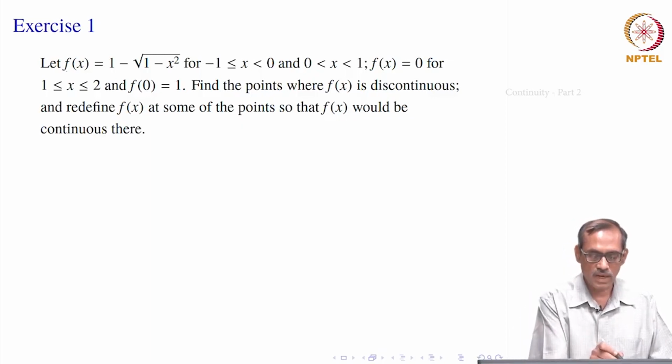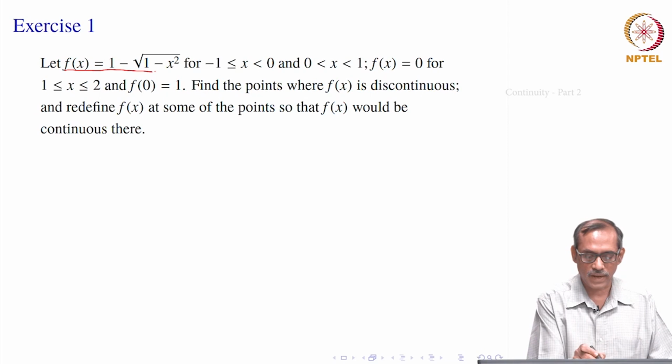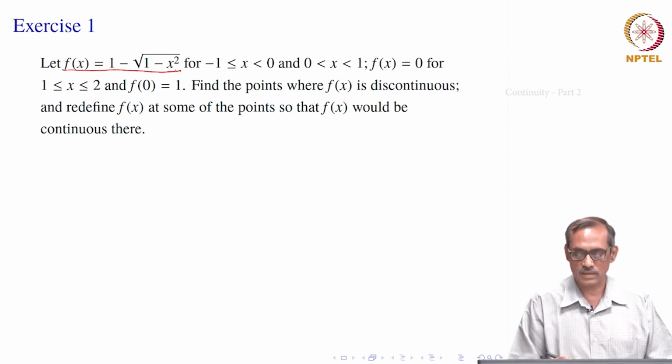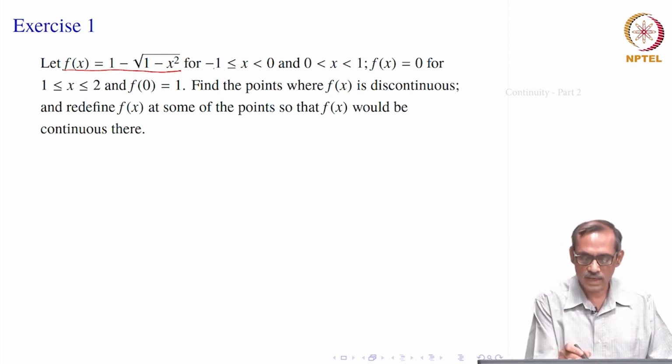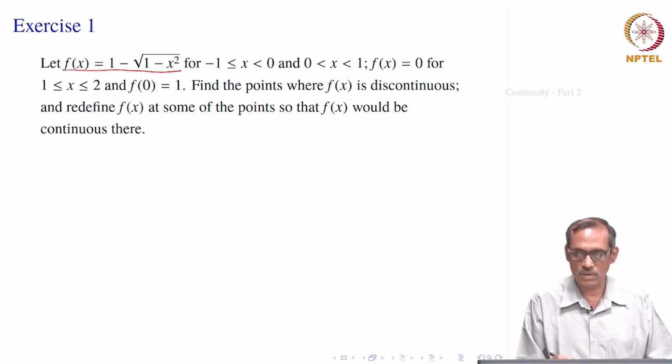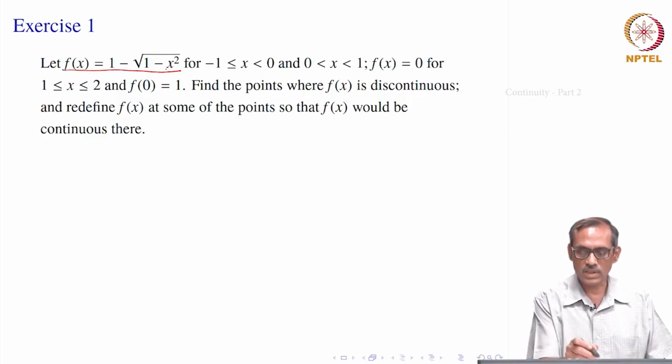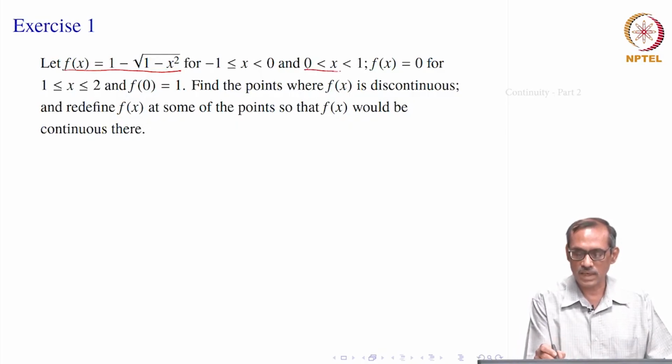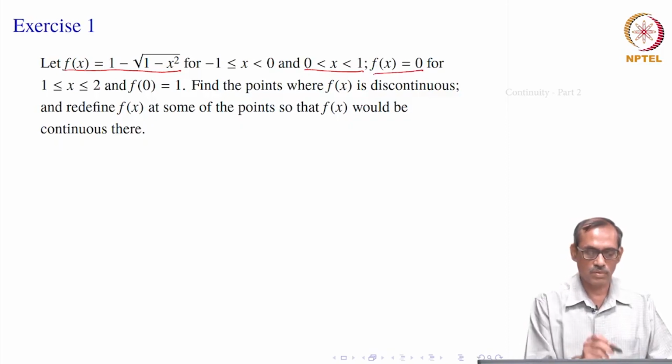Now, let us continue to solve some problems based on these notions. We have a function given as f of x equal to 1 minus square root of 1 minus x square. This is defined in the interval minus 1 to 0, minus 1 closed, 0 open. And also the same way when it is in the open interval 0 to 1. At 0 only we are not taking 1 minus square root of 1 minus x square. That is f of x equal to 0 for 1 to 2.